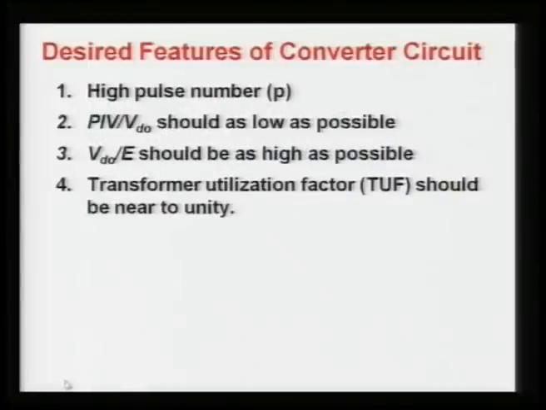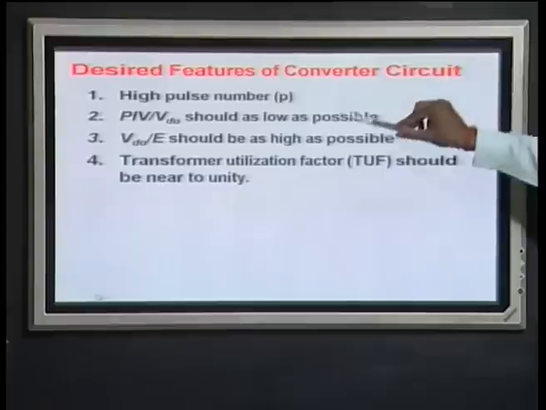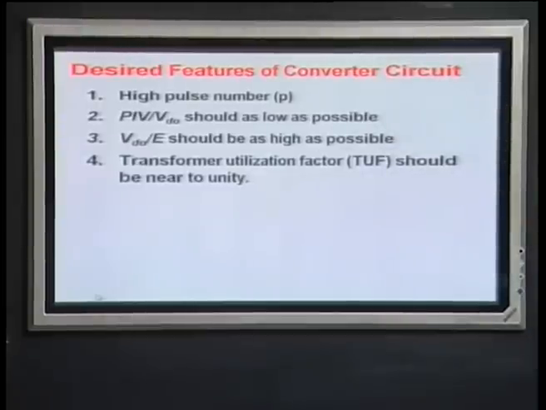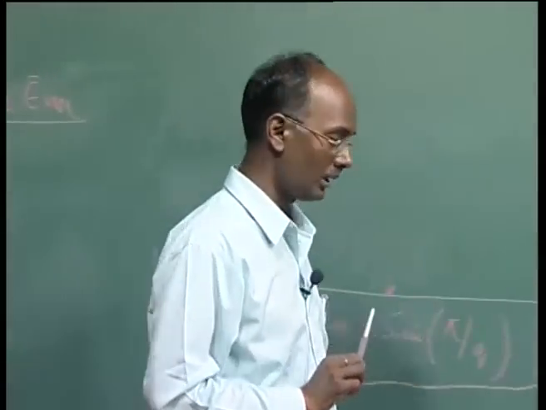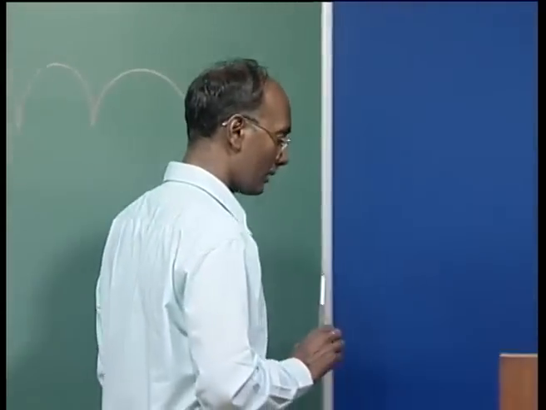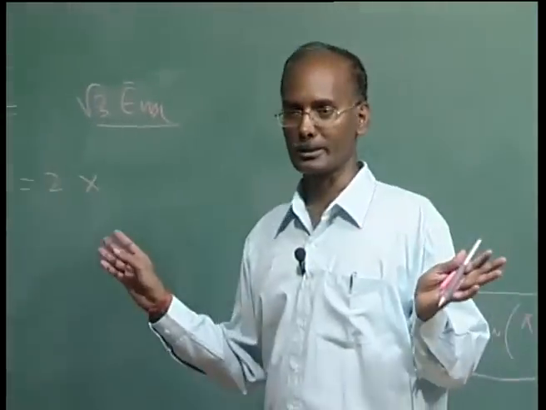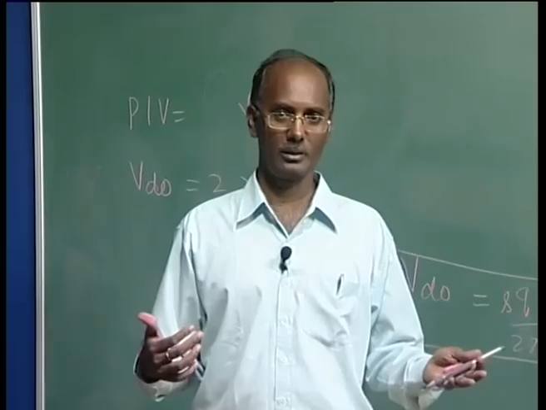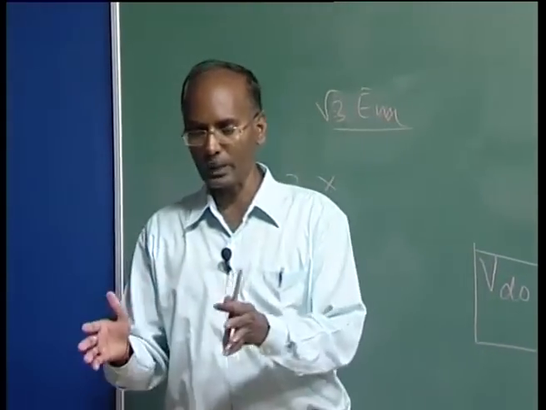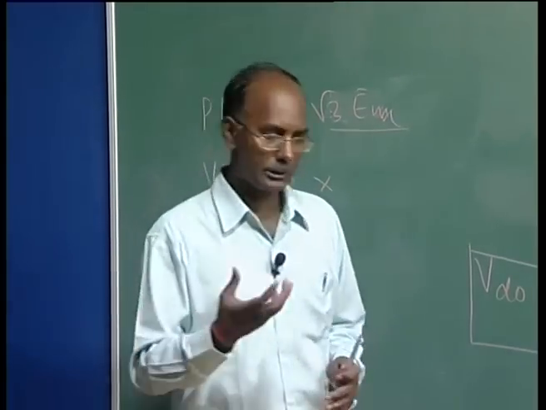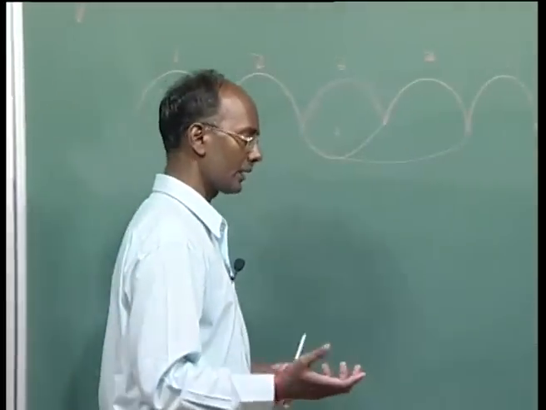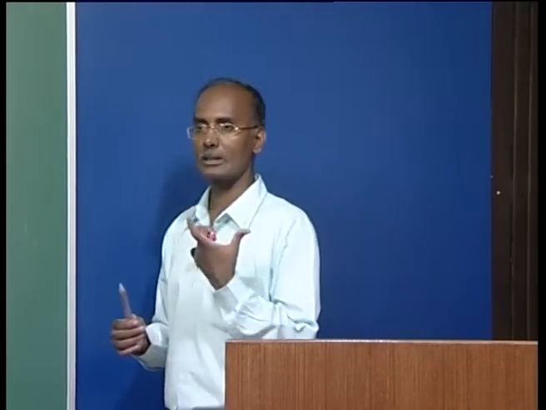Now, let us see the summarization of all these circuit analyses. We require these 4 features for any good converter circuit. We require a large number of pulses. Why do we require a large number of pulses? Because it will reduce the harmonics, on both the AC side as well as the DC side. But it is also not possible to go to a very large number of pulses, because then your circuit becomes very, very complex. So we have to go for the optimal number of pulses. Normally 6 pulse converters are very, very good, because considering the other desired merits or features of a converter circuit, 6 pulse is optimal.